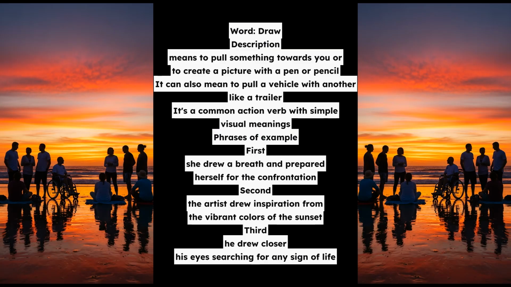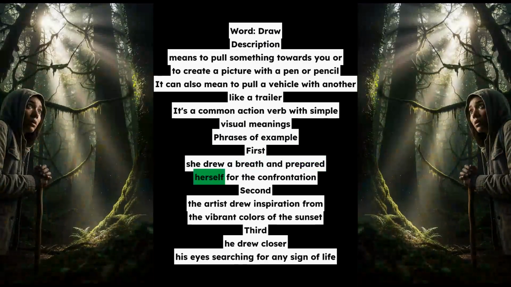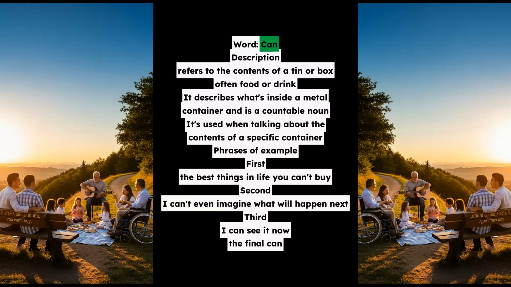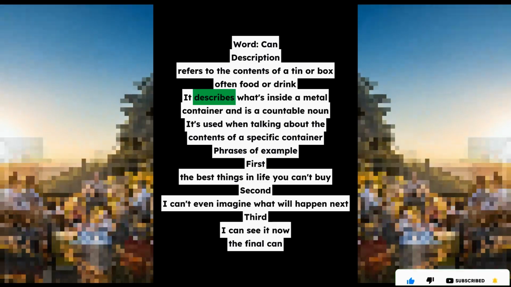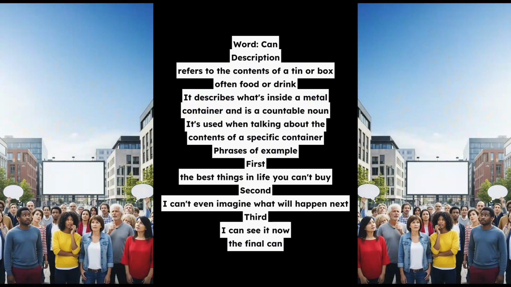Word: can. Description: refers to the contents of a tin or box, often food or drink. It describes what's inside a metal container and is a countable noun. It's used when talking about the contents of a specific container. Phrases of example. First, the best things in life you can't buy. Second, I can't even imagine what will happen next. Third, I can see it now, the final can.